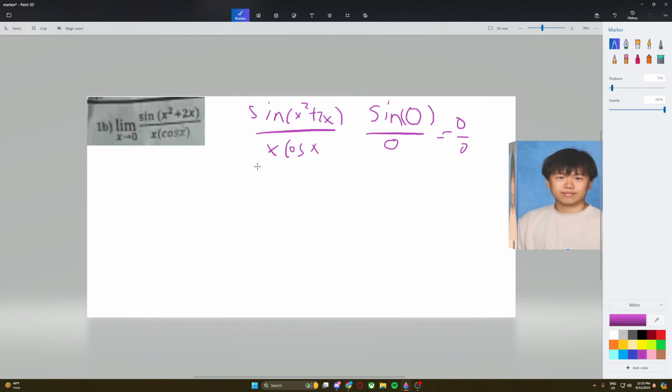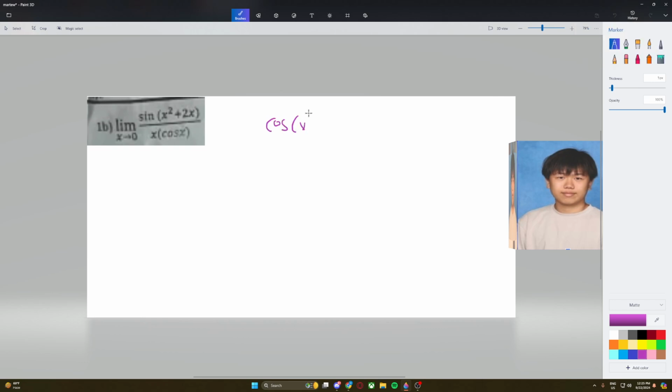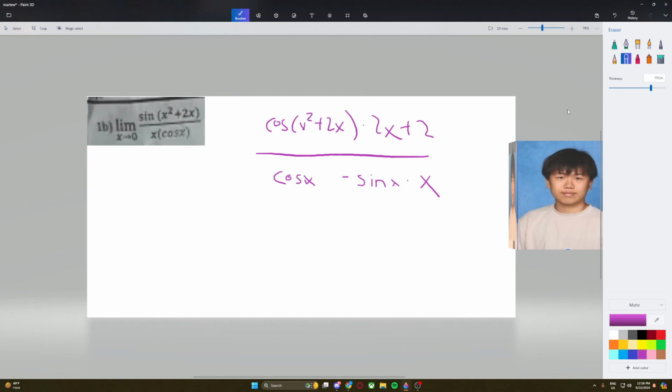And since it's indeterminate, we can use L'Hospital. So get the derivative of sin of x squared plus 2x, which is cos of x squared plus 2x times 2x plus 2, over, this is a product rule, so it would be like cosine x minus sin x times x.